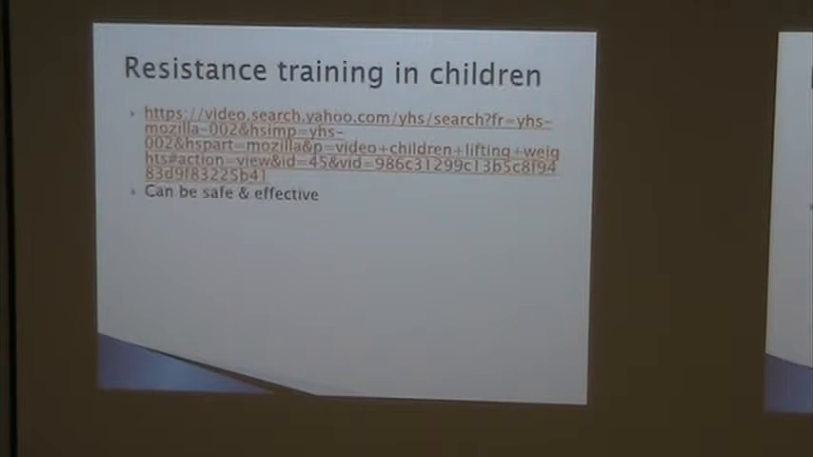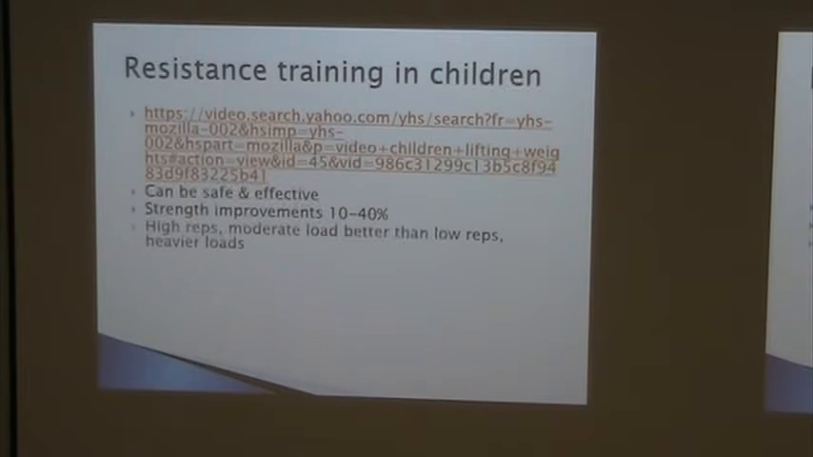Teaching them to do it correctly, not too much weight, correct sets, reps, those kinds of things. They can improve strength anywhere from 10 to 40%, which is cool. Better to do high reps and moderate loads rather than heavier loads and low reps. So intensity level needs to be lower. The amount that they're lifting, lower, more reps for kids. Focus on that form.